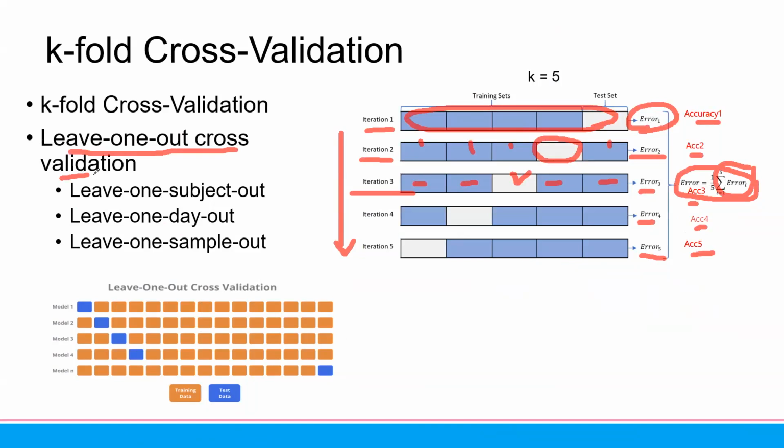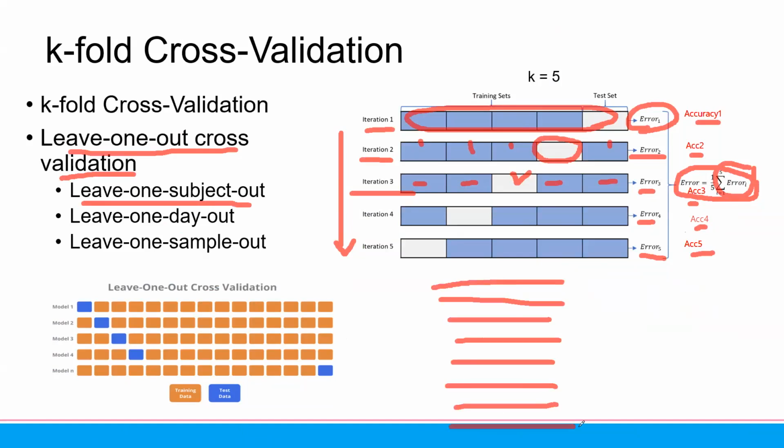The other way, we call it leave-one-out cross-validation. In leave-one-out cross-validation, there is some terminology. We call it leave one subject out, if there are many subjects. Okay? So let's say we have 10 respondents or 10 subjects. So let's say this is 10 rows.